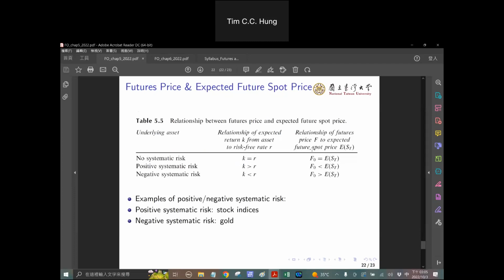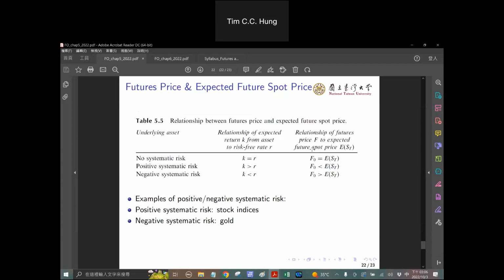On the other hand, if we have a K larger than R or K smaller than R, we should expect something different. What we see here is that if K is larger than R, then here we have a negative discount rate term, and that makes F0 smaller than the expectation of ST. What does it mean? Why do we have different Ks, and why do we have K larger than R or K smaller than R?